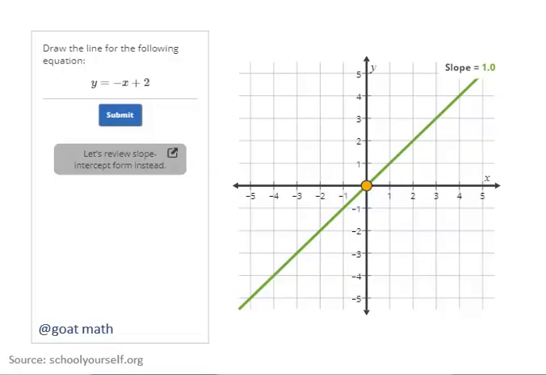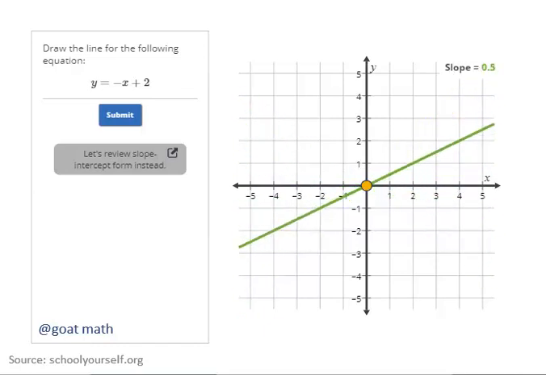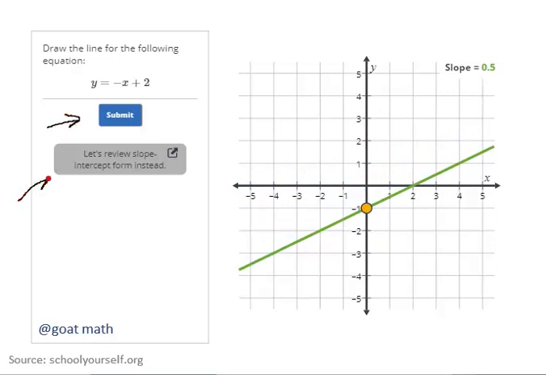Before graphing any inequalities, try graphing this equation, y equals negative x plus 2. You can drag the line up and down to change the slope, and you can move the yellow dot to change the y-intercept. Once you've got the correct line, press the Submit button over here, or click here to review.